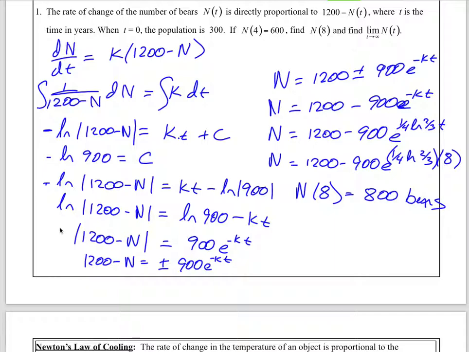Samantha said do the 8 times the 1/4 and give me a 2. Yeah, that's what you said. So I just did 2 ln 2/3.